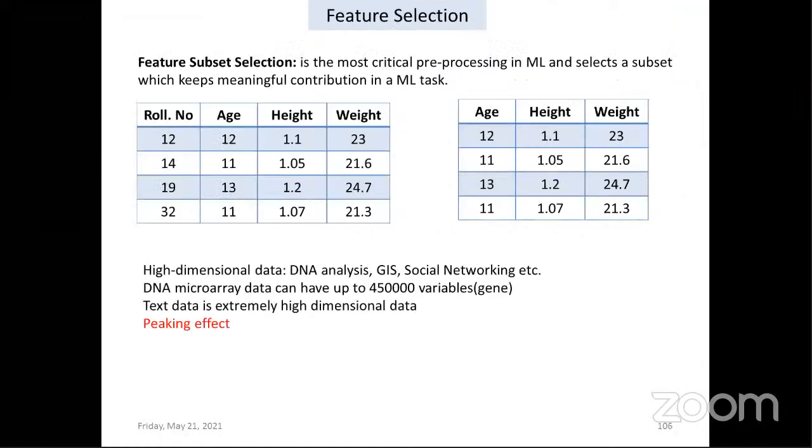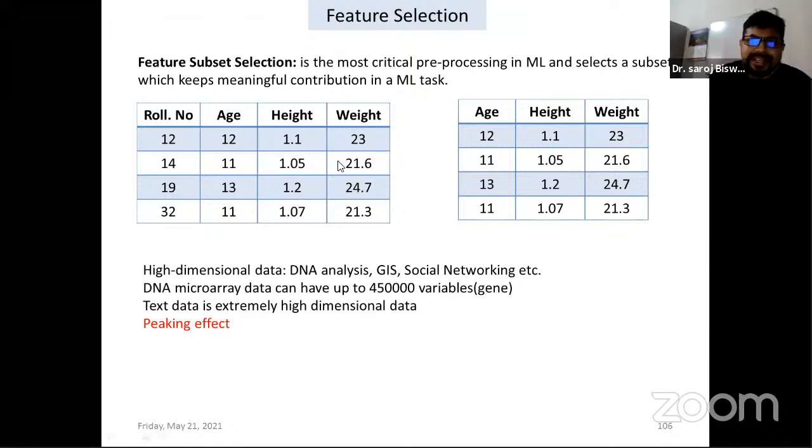Feature construction and feature extraction we have completed. Now we are standing at feature selection. What is that actually? Feature selection is one of the most critical steps in machine learning. What does it do actually here?